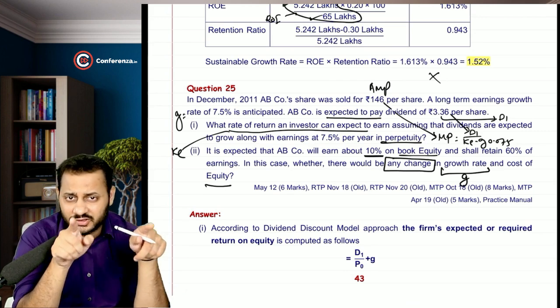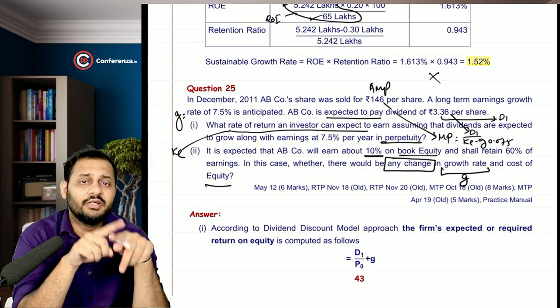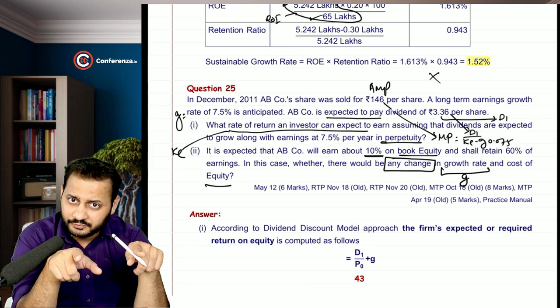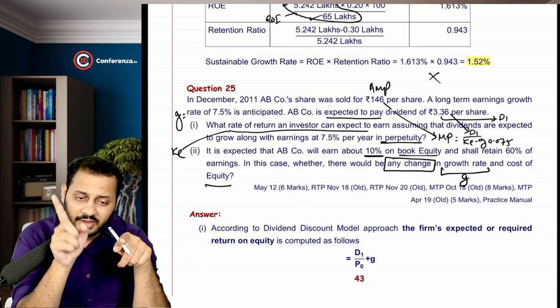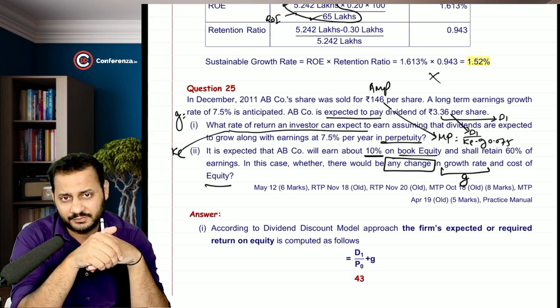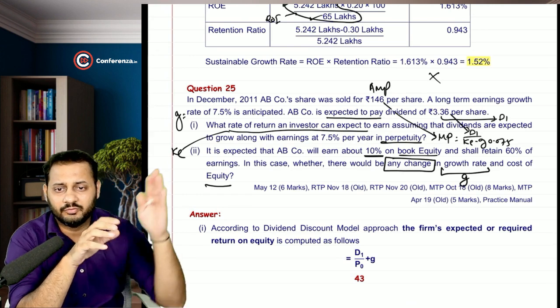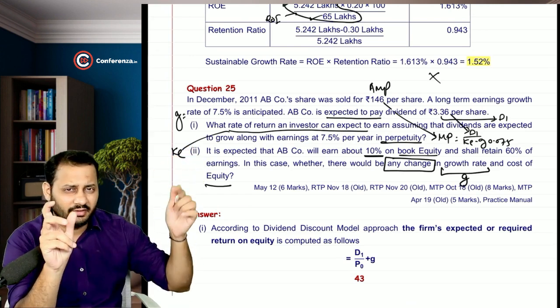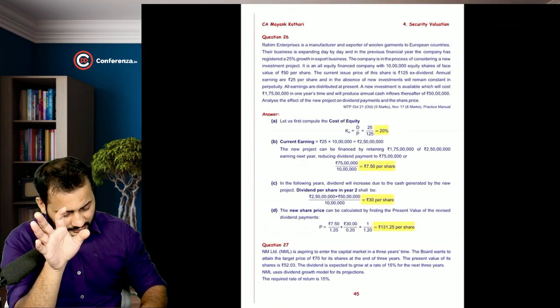If there is a difference in the retention ratio, there will be a difference in the dividend payout ratio, and there will be a difference in the dividend per share. For that purpose, we had to calculate the earnings per share. That's why we did all this process. Okay, understood? Shall we move on to the next question? The first part was very easy. The second part was a little tricky, but not that difficult. Once understood, you can do it easily.